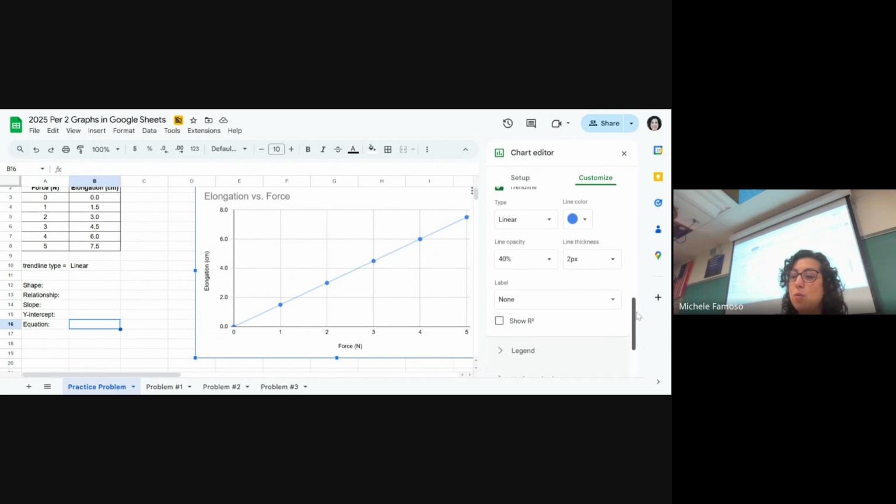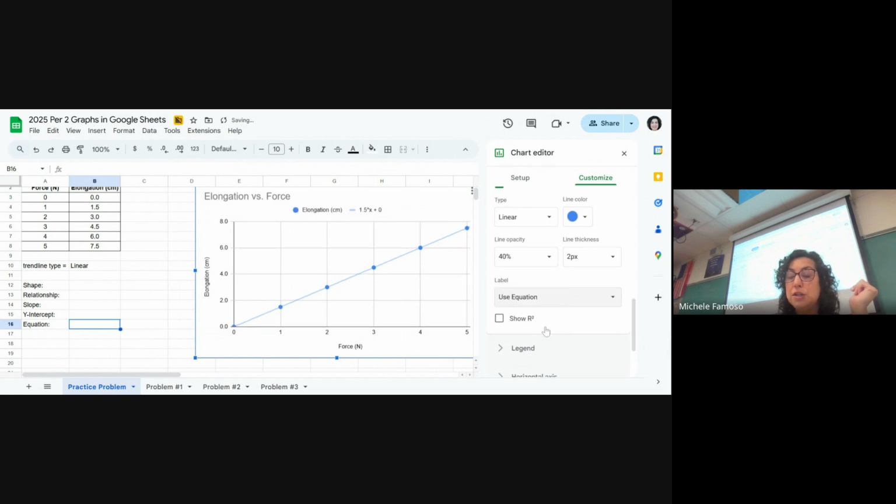We are going to add one more thing. You see there is an option for a label. Please select the down arrow. And it gives you three options: none, custom, or use equation. I would like you to click on use equation. And you'll see that as soon as you do that, it gives you an equation. It's not the full equation, but it is an expression.